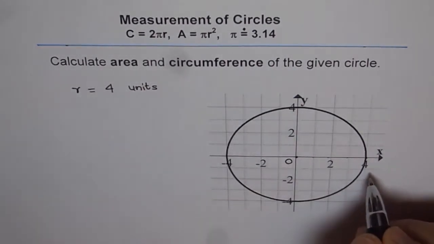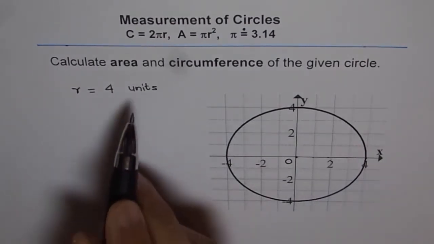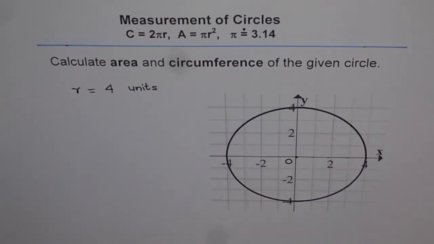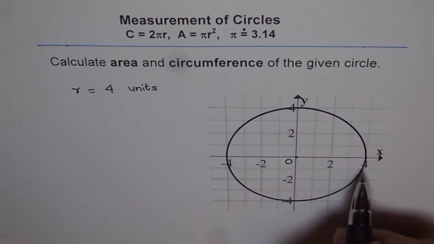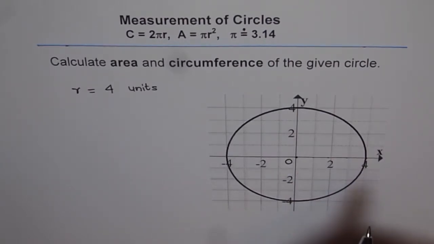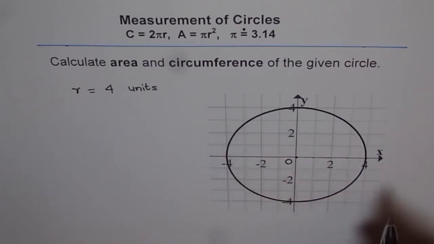Sometimes on a scale you'll find units, maybe centimeter, meter, millimeter. If that is not mentioned, you can write just units, right? It's a good practice. Most of the time teachers will not really emphasize on that, but it's good practice. So radius for the given circle is 4 units. Now let's calculate area and circumference.